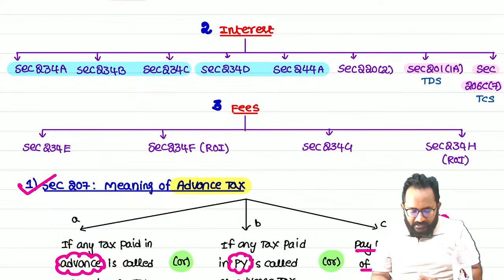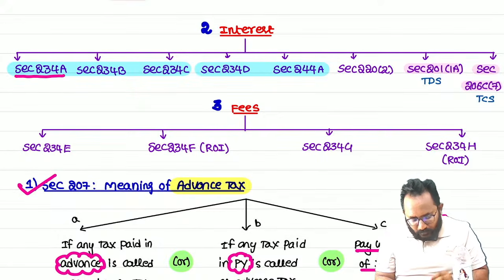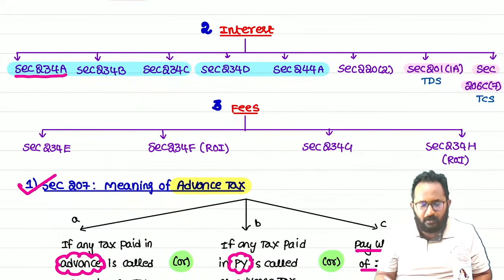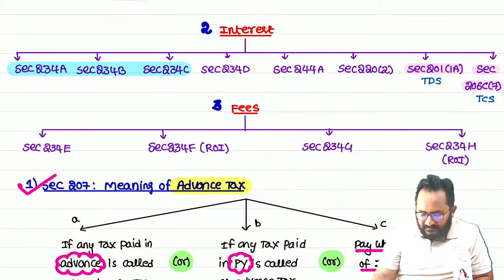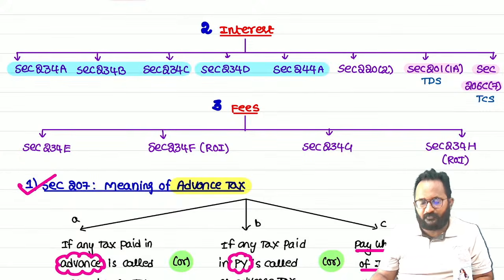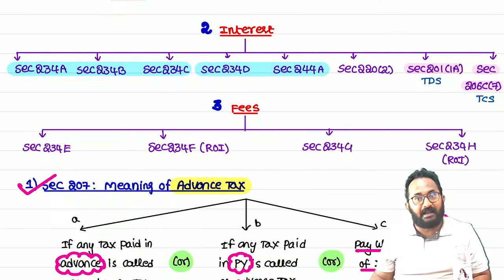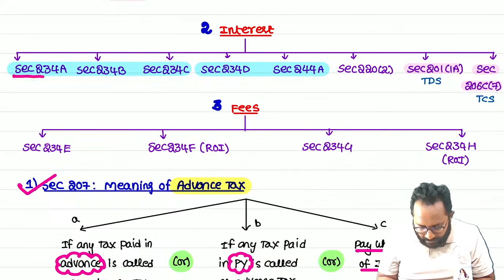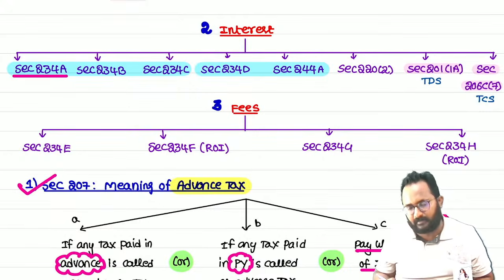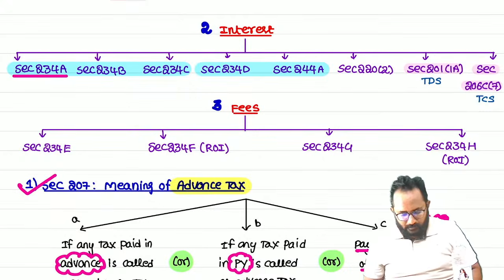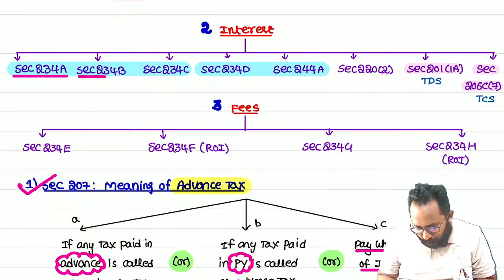234A is exclusively related to which concept? Return of income. If an assessee does not file the return of income, or if he files the return of income late, then we are required to calculate the interest under which section? 234A.